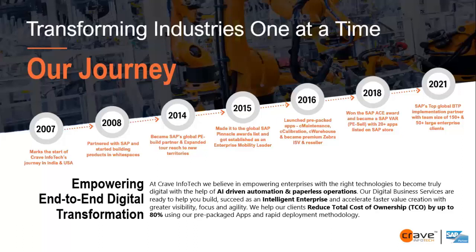So coming to the journey of Crave Infotech, I hope my screen is visible to all. We are a 13-year-old organization, started in 2007, working very closely with SAP in various areas, including SAP BTP, SAP EAM, SAP digital supply chain and warehouse management. During these 13 years of journey, our head office is in New Jersey, US, and our India operations are in Hinjewadi, Pune.